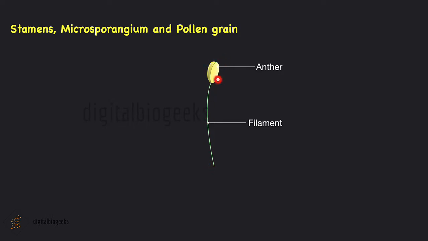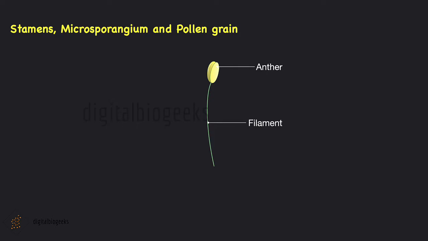Anther is seen in the terminal end and it has two lobes. Anther is a bilobed structure. Another part of stamen is a long slender stalk called the filament. This filament is connected to the petal of a flower. Flowers of different species differ in their sizes and number of stamens.